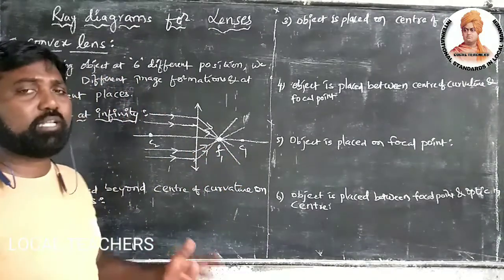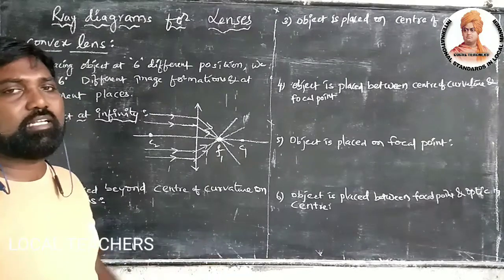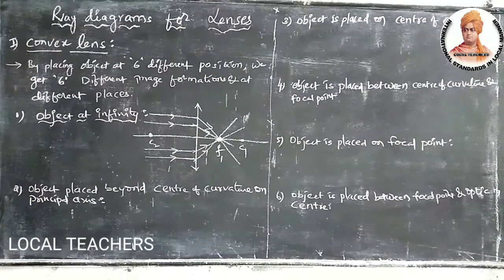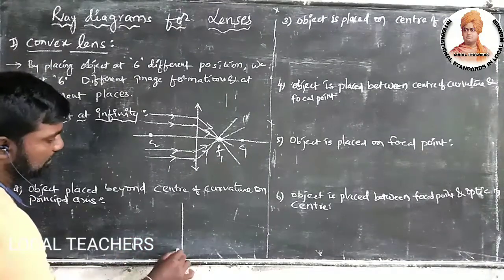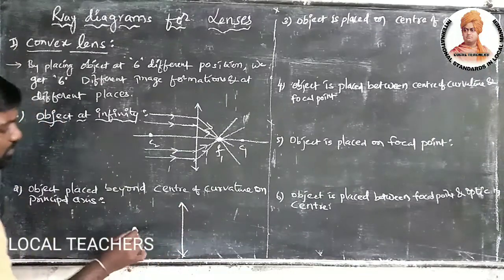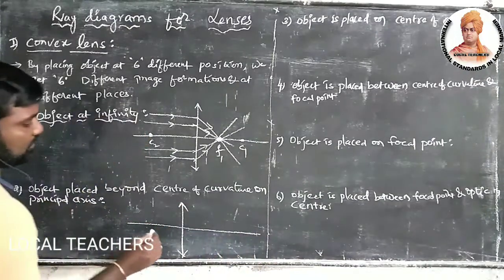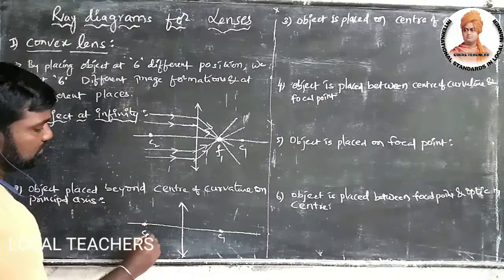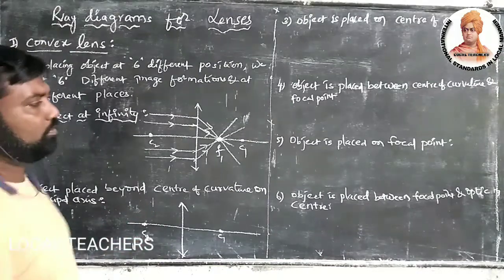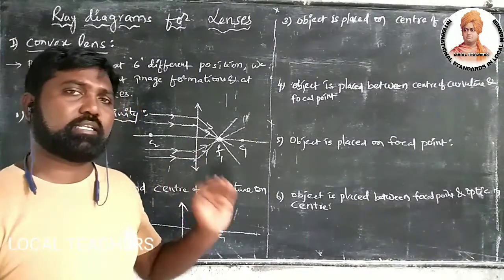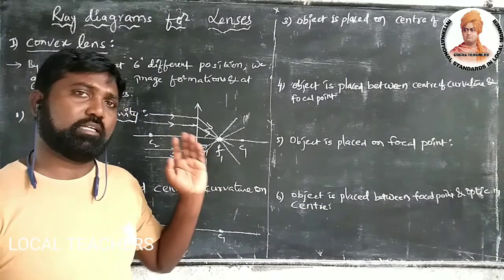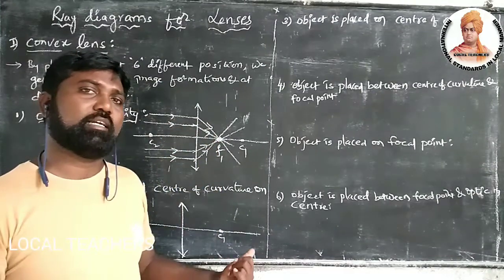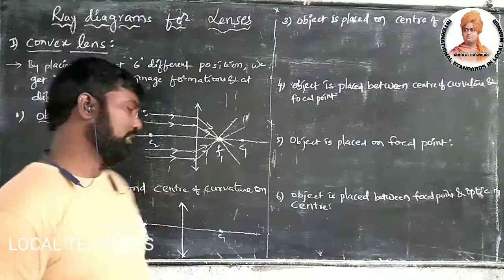Next, we place the object beyond the center of curvature. The second position is the object placed beyond the center of curvature. Let us draw the ray diagram for that. This represents C1 and this represents C2. How are we going to draw the ray diagram? From the diagrams, we will consider any two rays, and by that we are going to find the image.